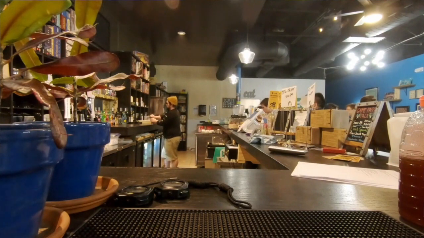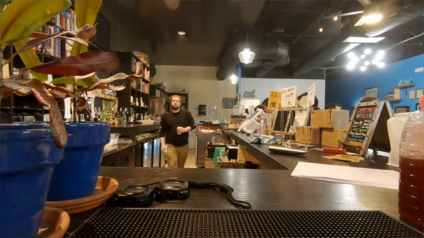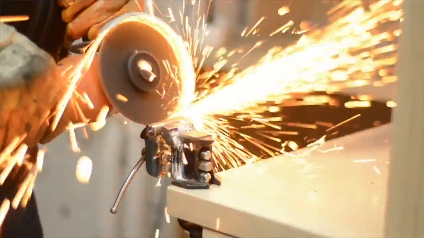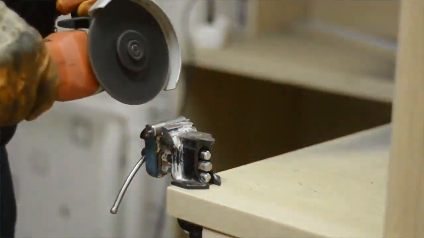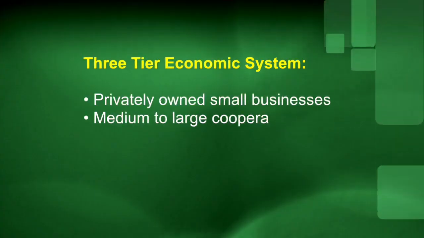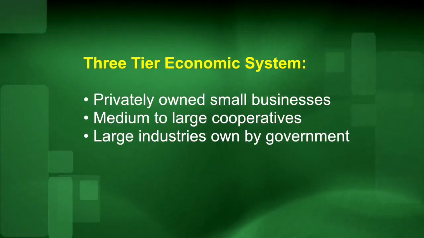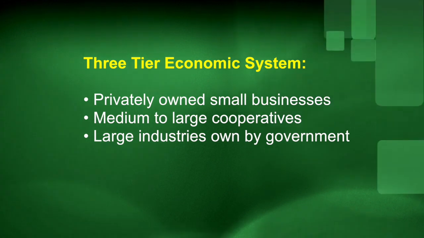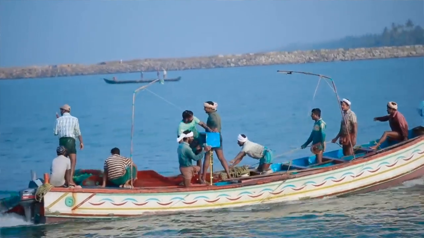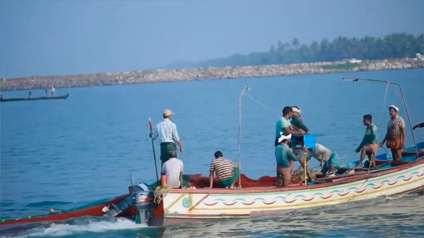Prout divides the industrial system into three categories: privately owned small businesses, medium to large-scale businesses which are run by cooperatives, and very large industries which are concerned with key functions of the economy and are owned and run by the most local government possible. Examples of small-scale industries are businesses employing only a handful of people, such as family businesses or cottage industries.